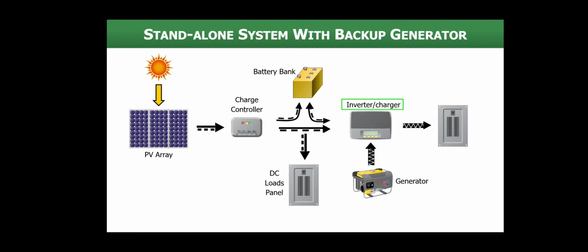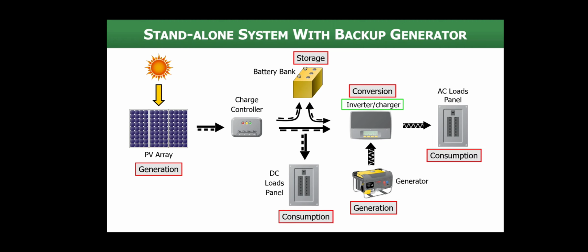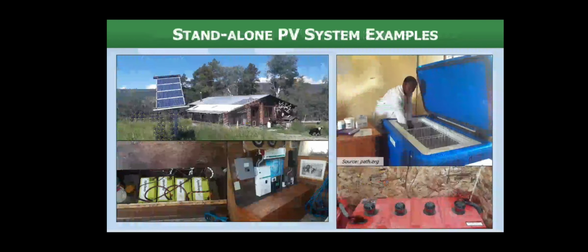Backup generators can be turned on manually or automatically and are commonly fossil fuel based, using propane or gasoline. In a standalone system with a backup generator, we have two generation sources. We have the PV array and also the AC generator. We have the same storage and conversion that we had in the previous system. And we also, of course, have our consumption, in this case in the form of AC loads and DC loads.